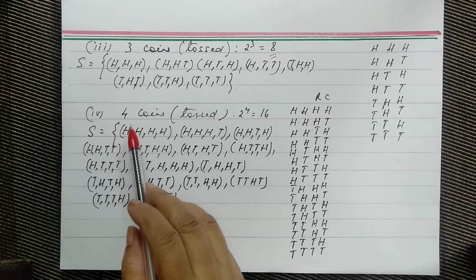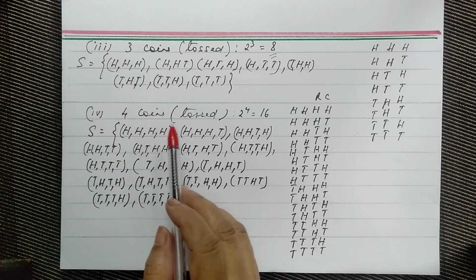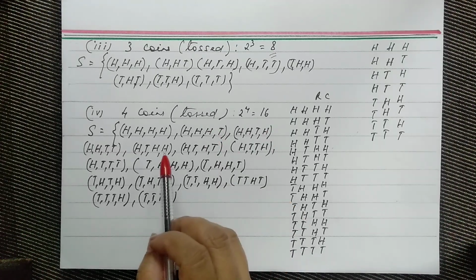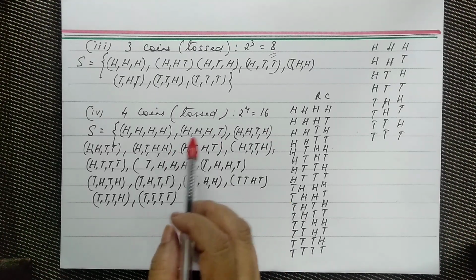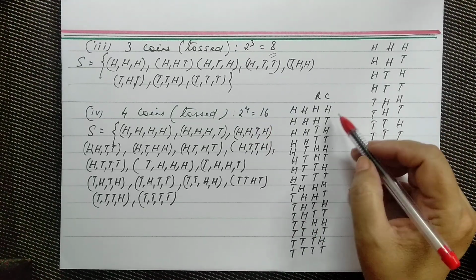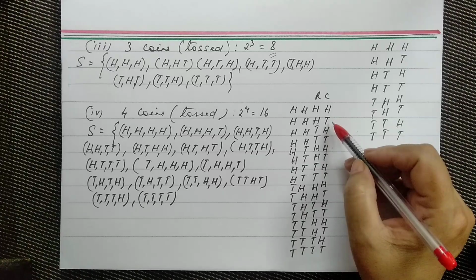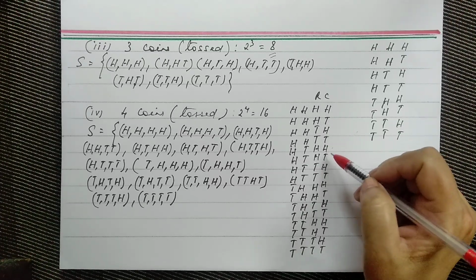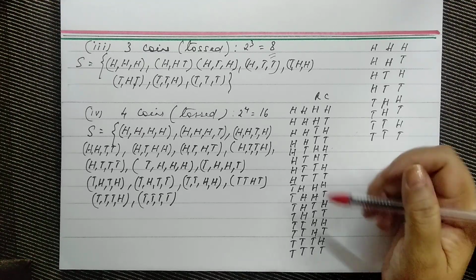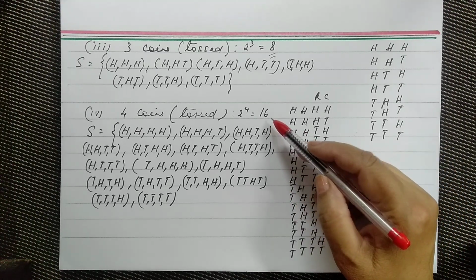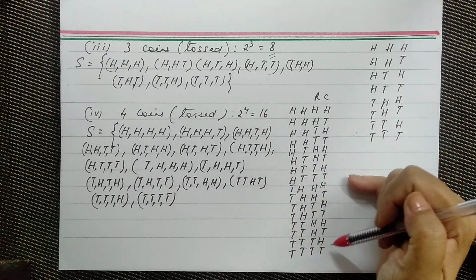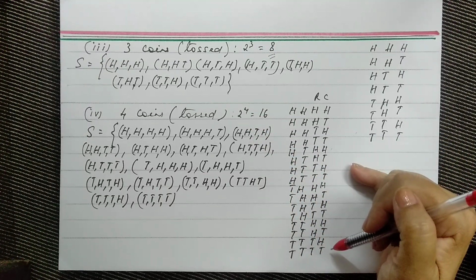Okay guys, now for 4 coins tossed simultaneously, what will be the result? What will be the total number of outcomes? For that matter, we do not have to think much. We'll just follow this procedure: head, tail, head, tail, head, tail. Now how far do we go down? This is going to be implemented here: 2 to the power 4, 16. So we have to go till 16 rows.